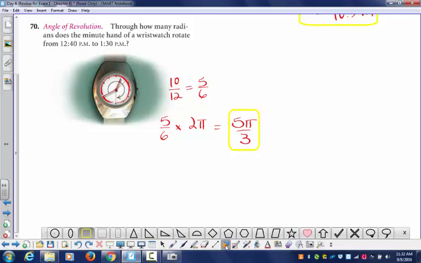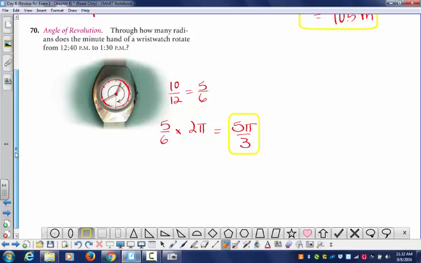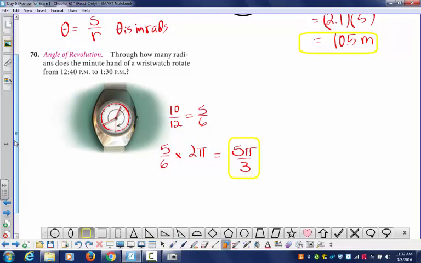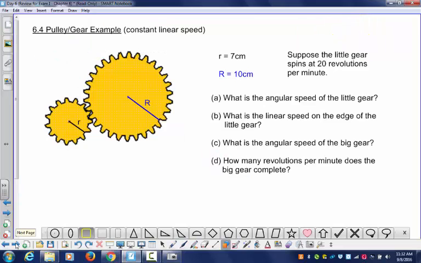If we wanted to figure out what that rotation was in degrees, we do 5 over 6 times 360, because 360 degrees is all the way around, and if we're going to go 5 out of 6 of the way around, we're going to multiply 360 by 5 over 6. All right, so that one's more of a head thinker than a real formula cruncher. All right, let's get to the formula crunchers.